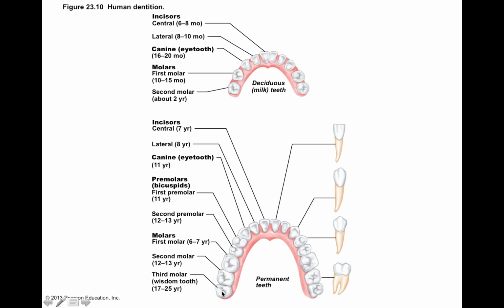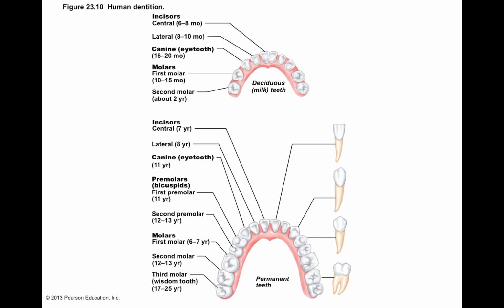And so these things start to erupt between age 17 and 25. Now, although they're still called wisdom teeth, I don't know a lot of really wise 17-year-olds, you know what I mean? But they do start to erupt later in life.